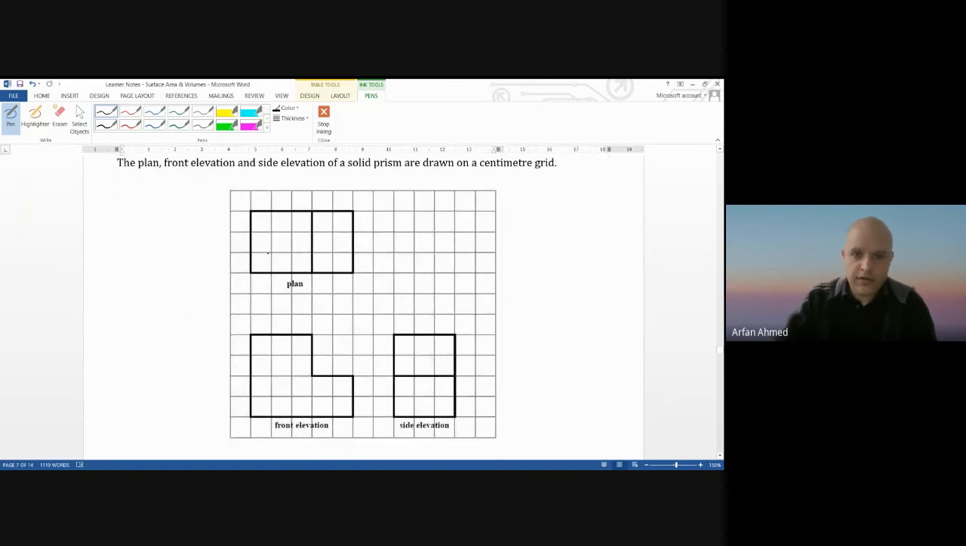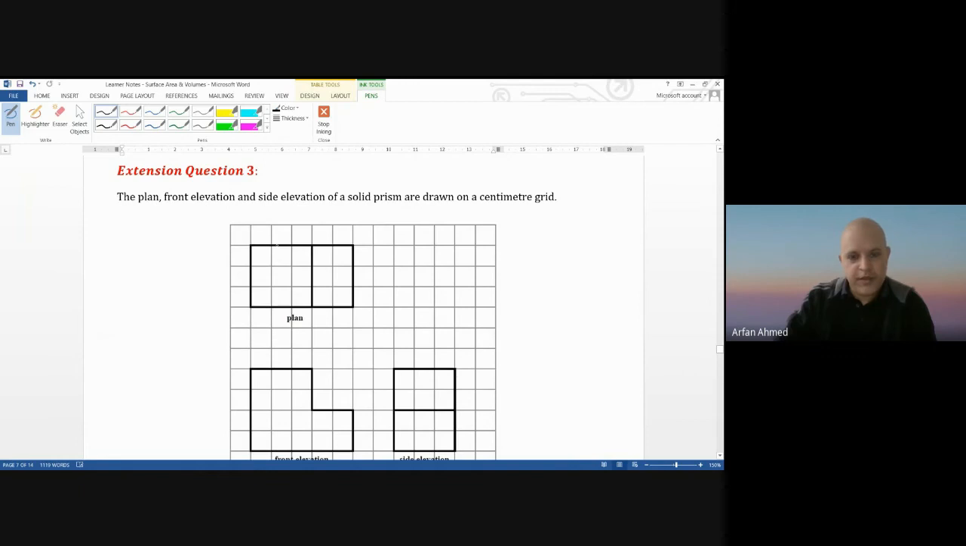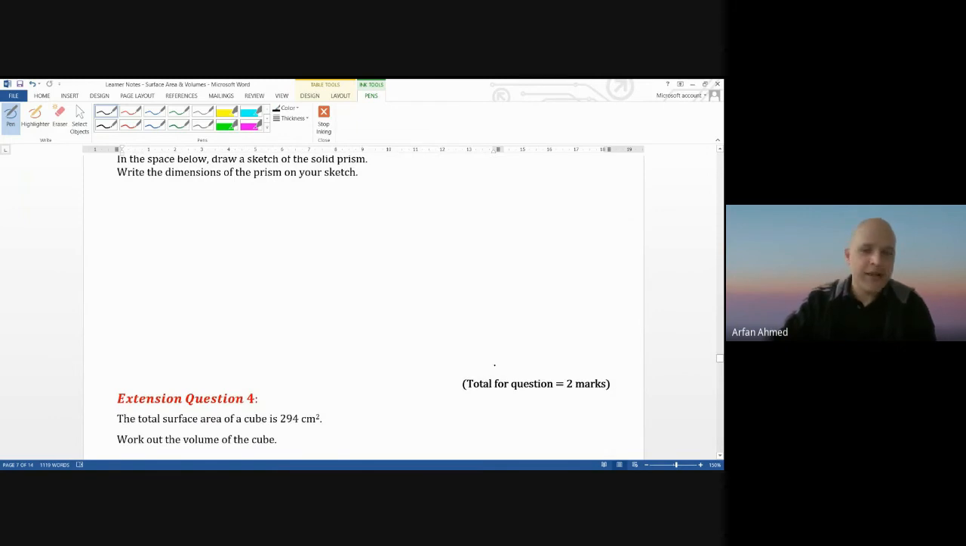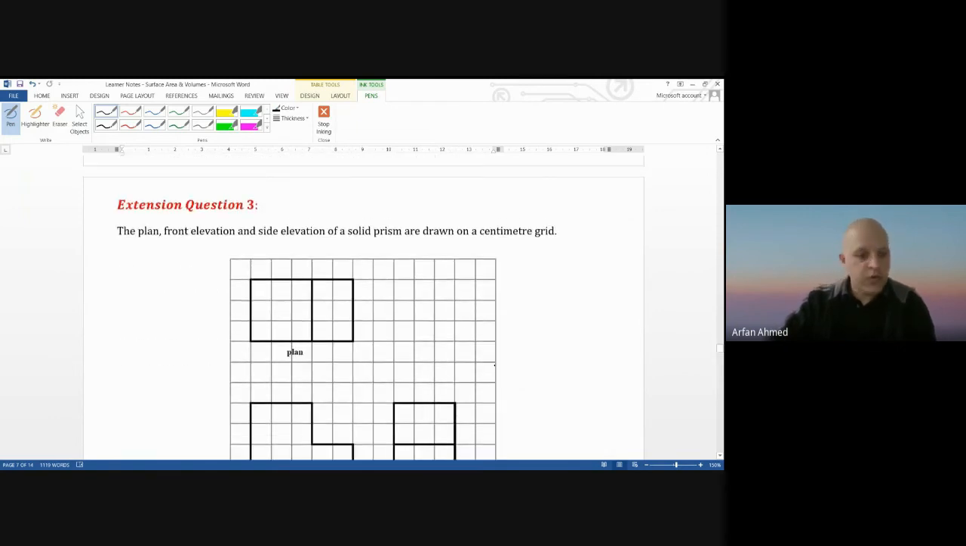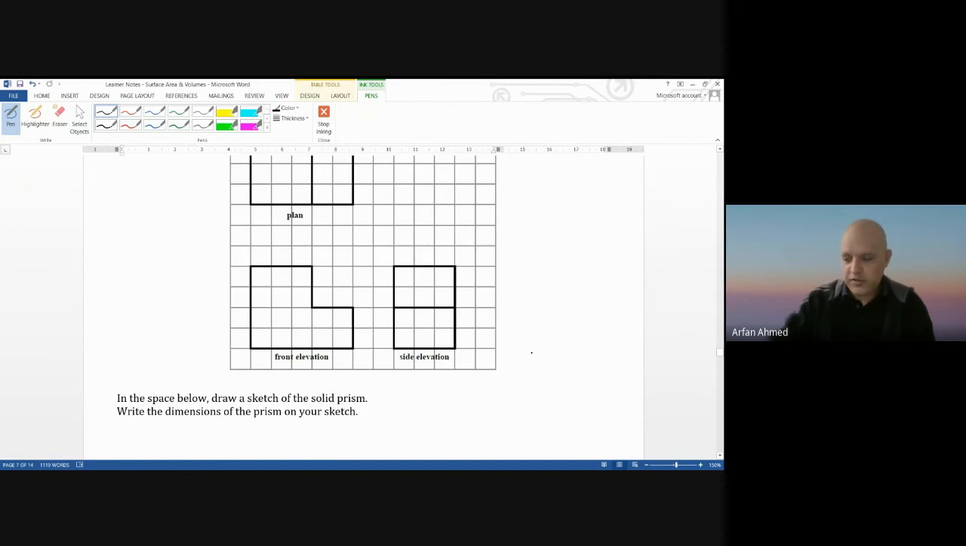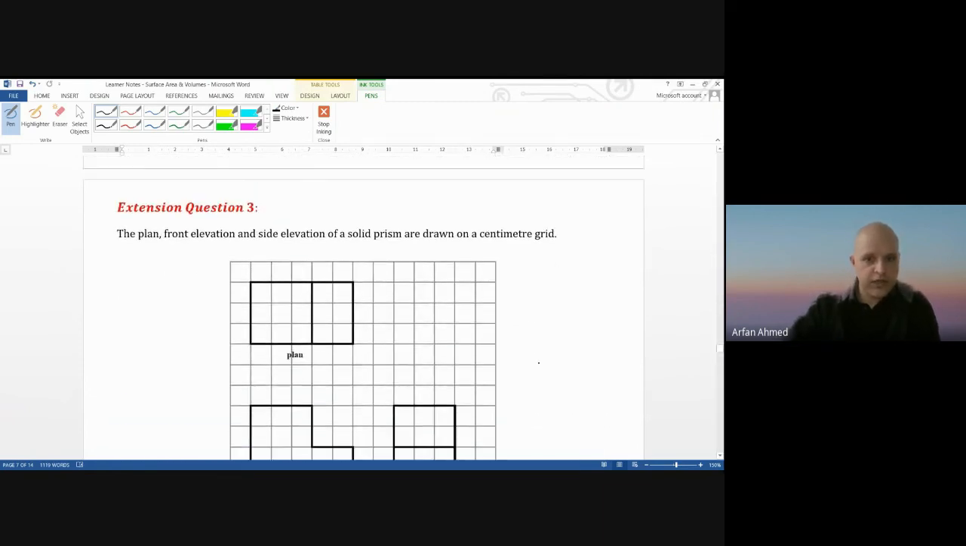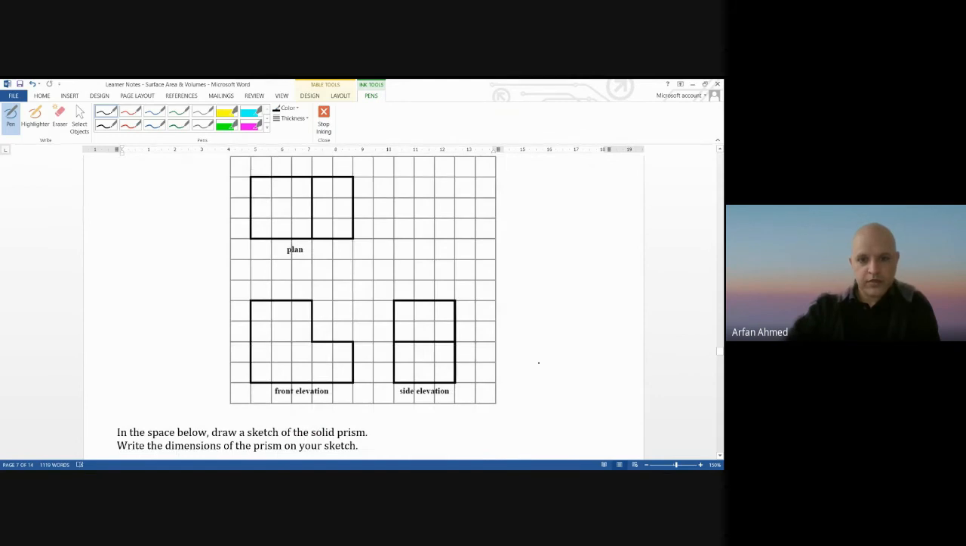Plan, front elevation, right. Okay, this type of question. Again, how many marks is this? Let me just have a look. 2 marks for this. Okay, yeah. This is one of those questions that you either know it or you don't. It's just one of those things where you can either visualize it, or you can't visualize it. And it's not the end of the world if you don't know how to do this. It's only 2 marks. I wouldn't spend ages on something like this, but I'll show you how I do these.